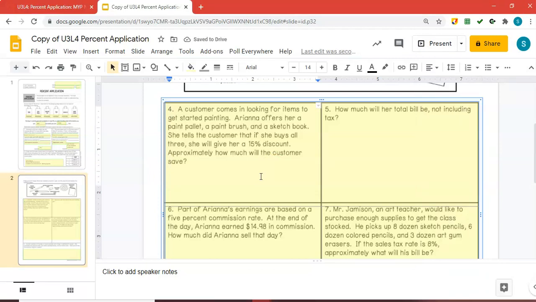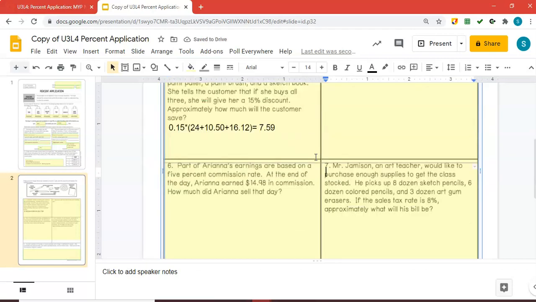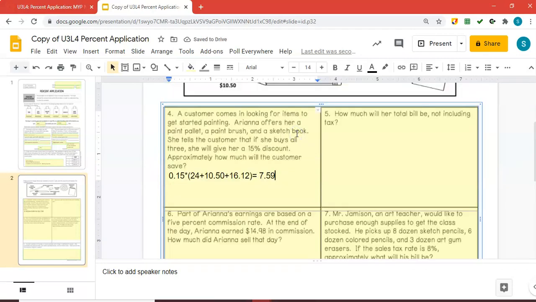So the work is, we added up, we took 15%, 0.15 times, and we added up those three numbers, which I'm going to pull off here so I can write them down. 24 plus $10.50 plus $16.12, and we got $7.59. So the customer saves $7.59.